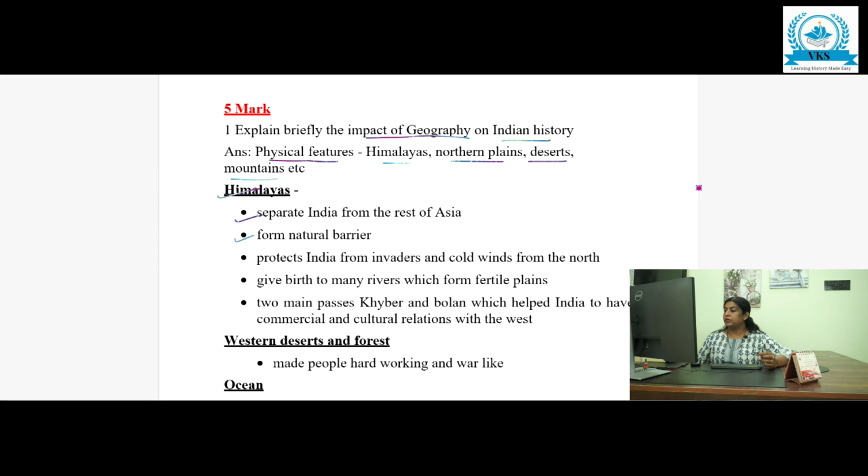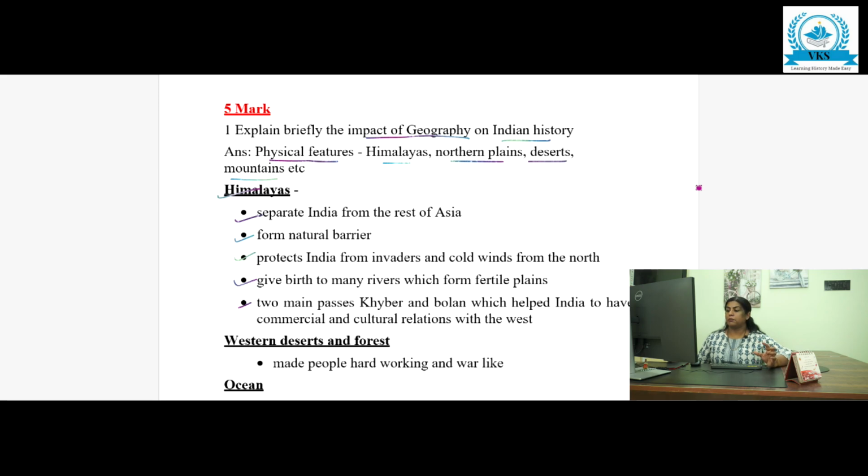It protects India from invaders and also the cold wind coming from the north. It gives birth to many rivers which form fertile plains. The two main passes, Khyber and Bolan, which helped India to have commercial and cultural relation with the West, are situated here. So all these are the different ways in which Himalayas impact our Indian history. So these points you have to explain.